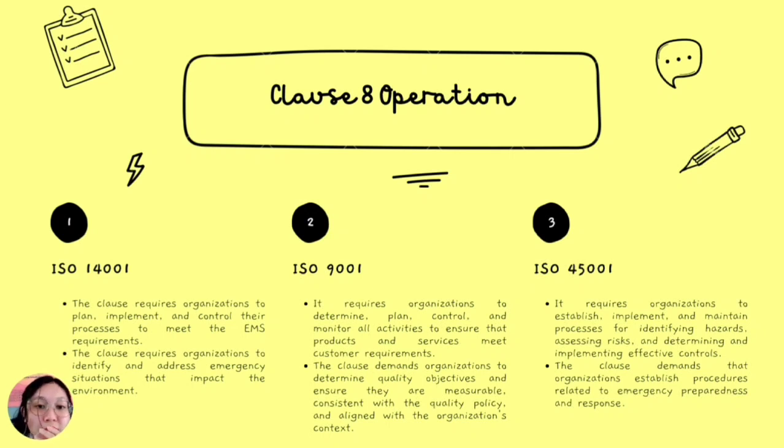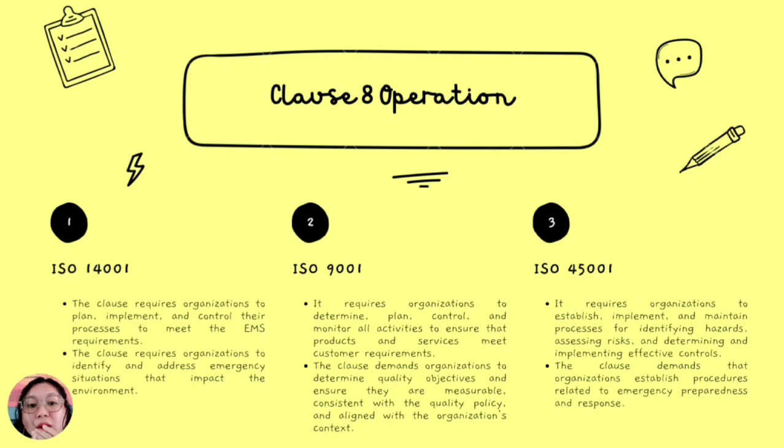ISO 9001 Clause 8 focuses on operation too, but specifically in the planning, implementation, and control of processes related to product or service delivery or creation. It requires organizations to determine, plan, control, and monitor all activities to ensure that products and services meet customers' requirements. The clause demands organizations to determine quality objectives and ensure they are measurable, consistent with quality policy, and aligned with the organization's context.